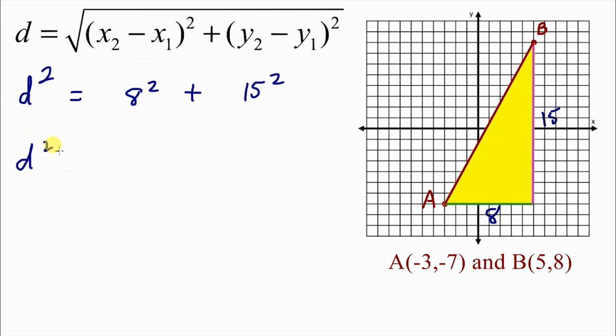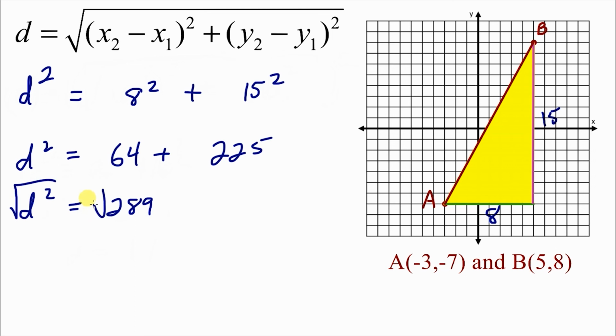So my next step would be to square the 8 to give me 64, square the 15 to give me 225, add them to give me 289. That's our d squared. But we need to get rid of the square. So take the square root of both sides, and you're left with a distance of 17. So I'll put a 17 up here, and that is the distance between A and B.